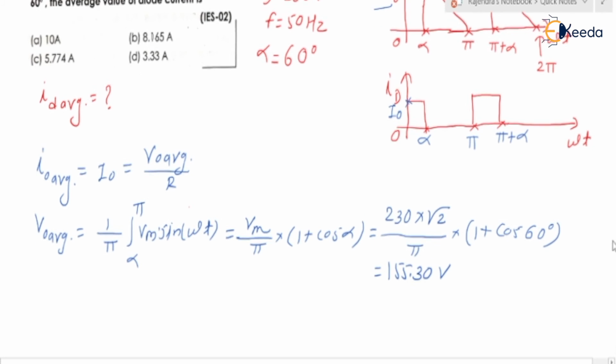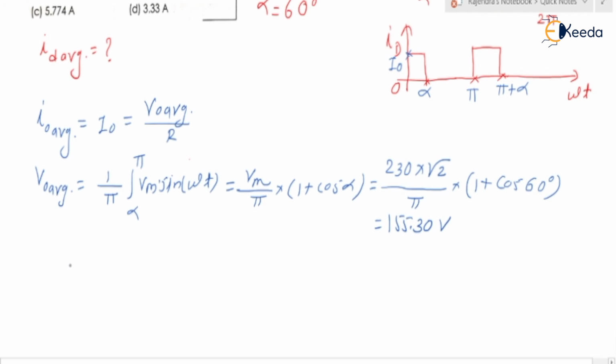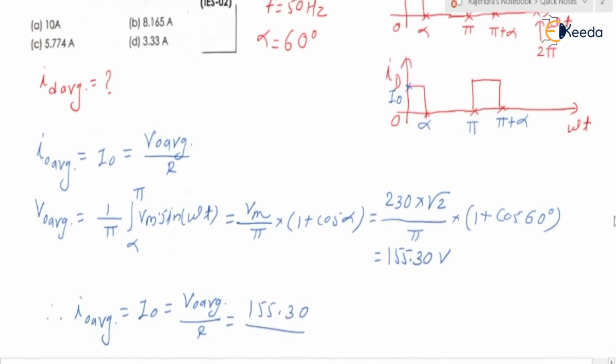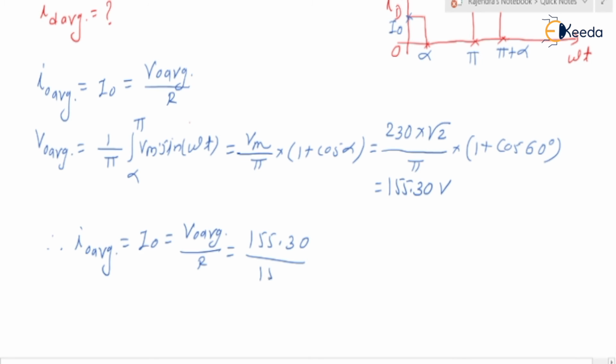Now can we find the I0 average, which is equal to I0? Yes, I0 average is equal to I0, which is V0 average divided by R. That is 155.30 divided by R. If you check, they have given the value of R: R is equal to 15.53. So it is equal to 10 ampere. Here I0 means this pulse, and this pulse magnitude is 10 ampere.